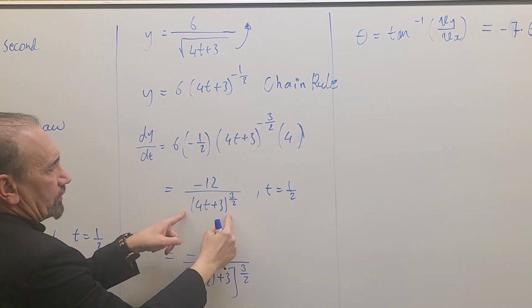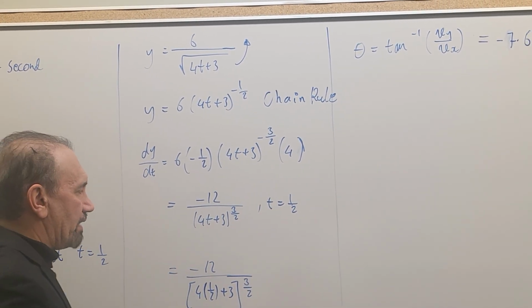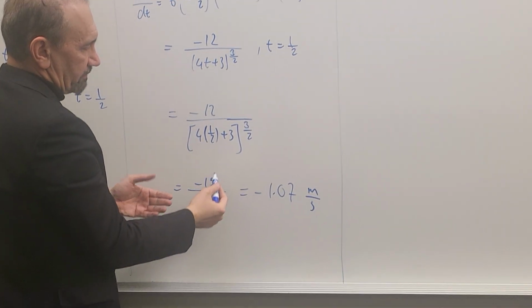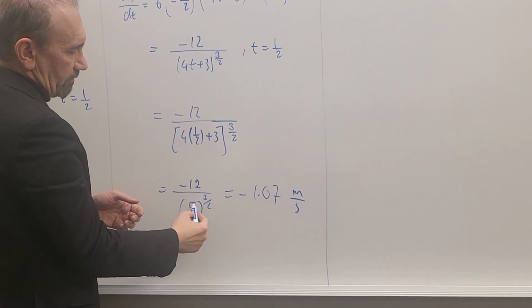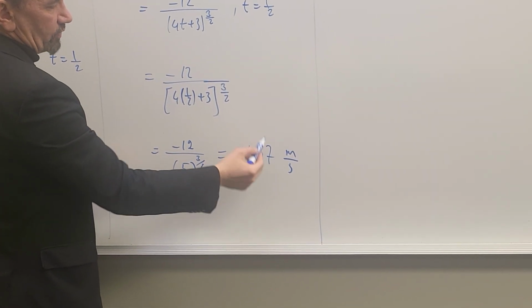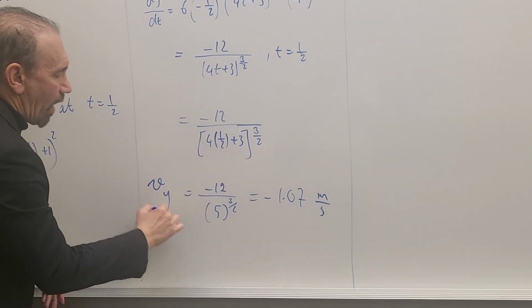This guy, I will put it in the bottom to make the power positive. When I substitute 1/2, I get 1/2 times 4, that's 2, plus 3 is 5. The 5 to the power of 3 over 2 at the bottom, and negative 12, so I got negative 1.07 meters per second, the velocity with respect to the y-axis.